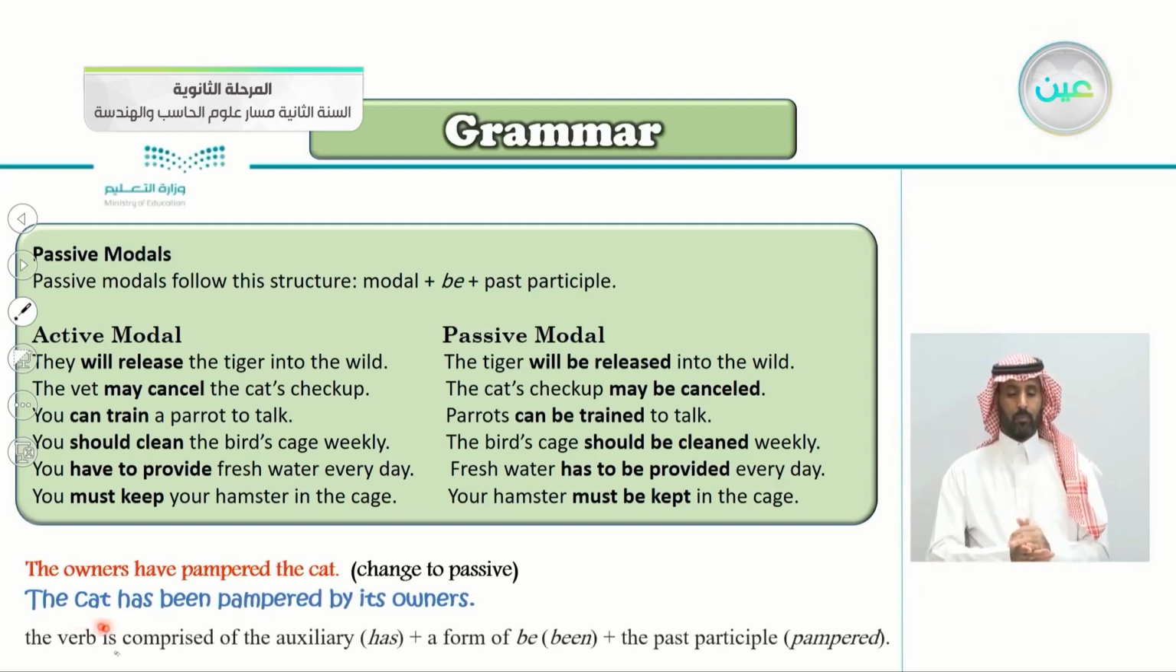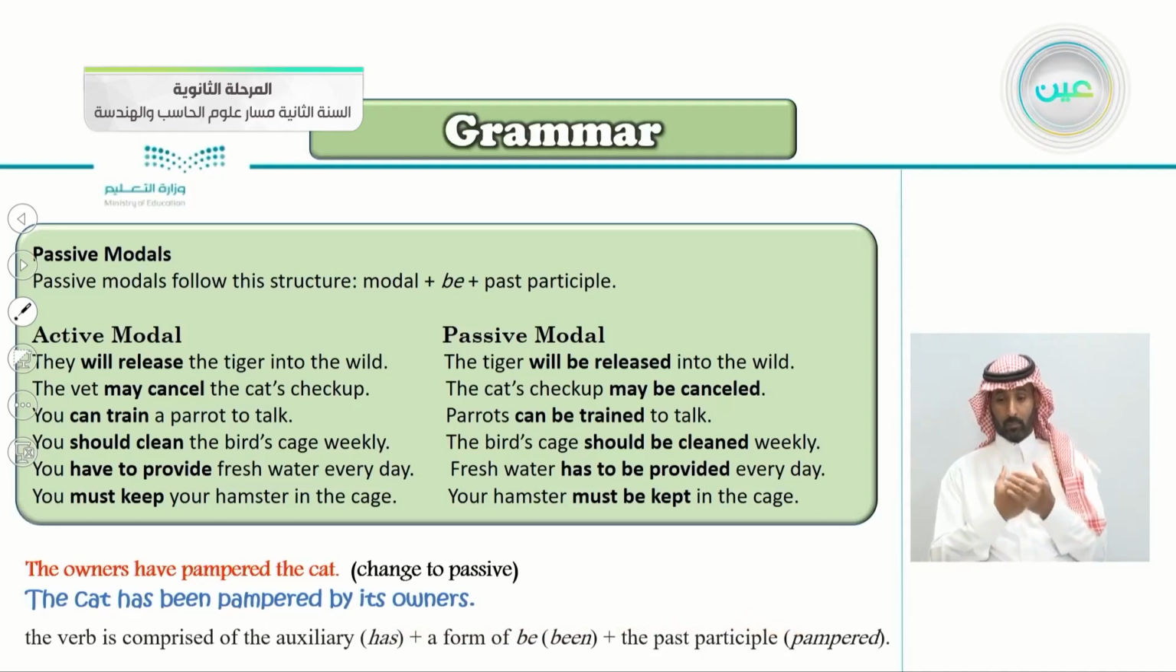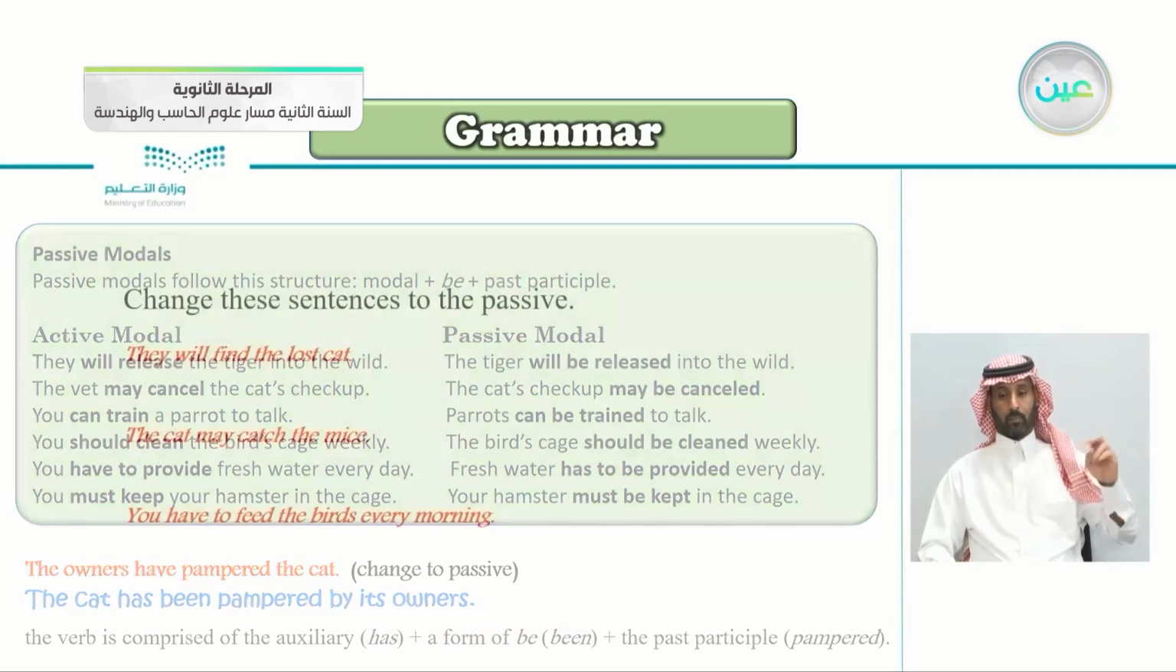So the verb is comprised of the auxiliary has, this is the modal, plus a form of be, any form of be. Here we have been. Then we write the past participle, pampered. So the auxiliary or the modal here is has. Then any form of be, which we have here, is been. Then the past participle. Excellent.